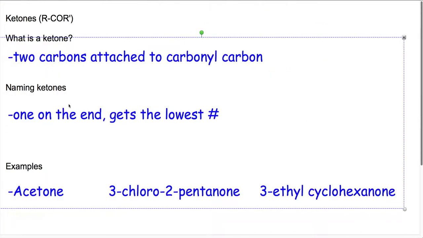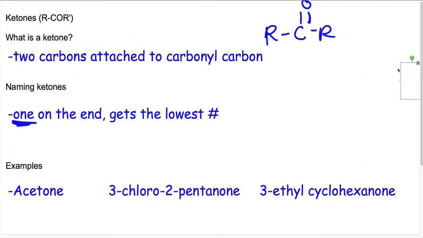Ketones. Ketones are 2 carbons attached to a carbonyl carbon. So you have an R-C-R double bonded to an O. Naming ketones, they get -one on the end. And then you try and figure out whichever one is the lowest number, and that's what that gets. It is now the higher precedence.